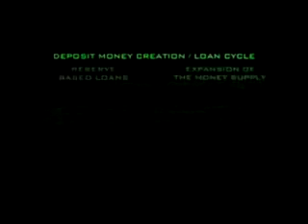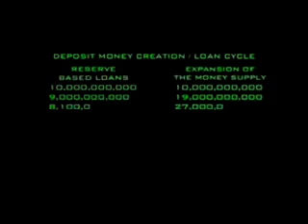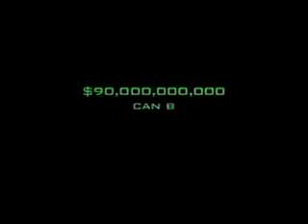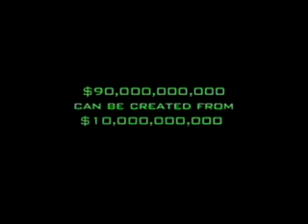This deposit money creation loan cycle can technically go on to infinity. The average mathematical result is that about $90 billion can be created on top of the original 10 billion. In other words, for every deposit that ever occurs in the banking system, about 9 times that amount can be created out of thin air.